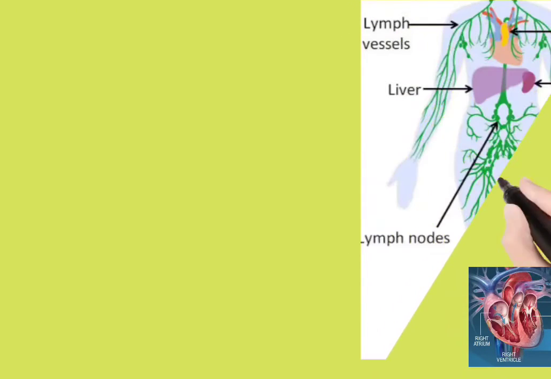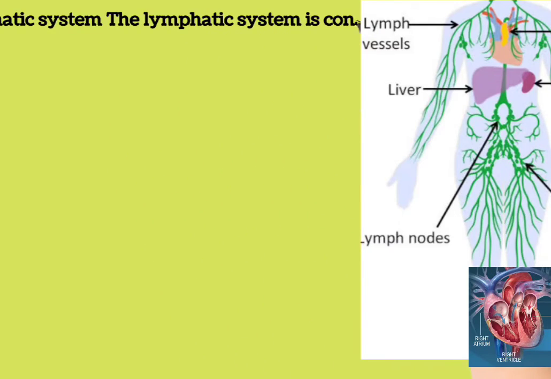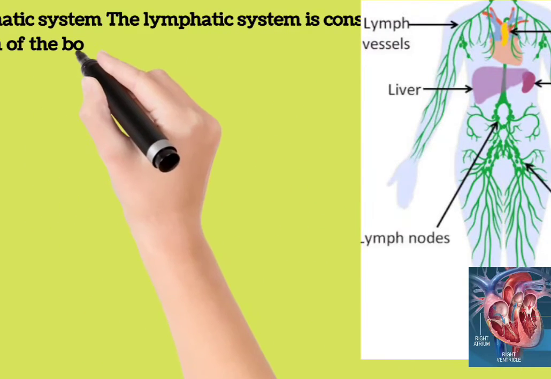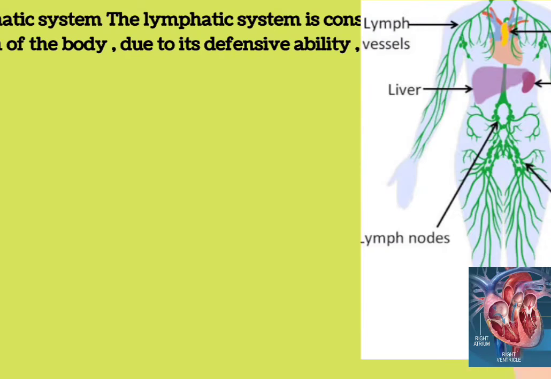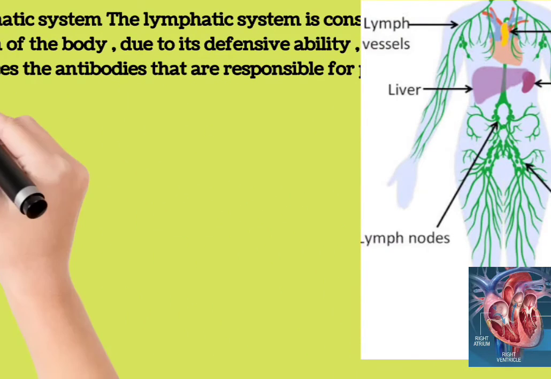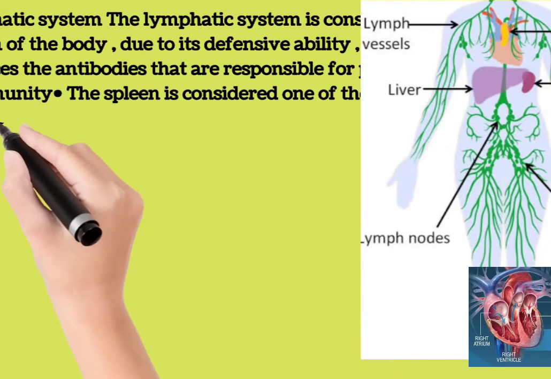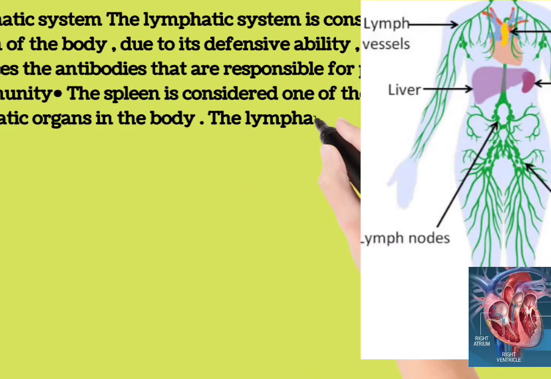Lymphatic system. The lymphatic system is considered the immune system of the body, due to its defensive ability, where it produces the antibodies that are responsible for providing the body its immunity. The spleen is considered one of the most important lymphatic organs in the body.